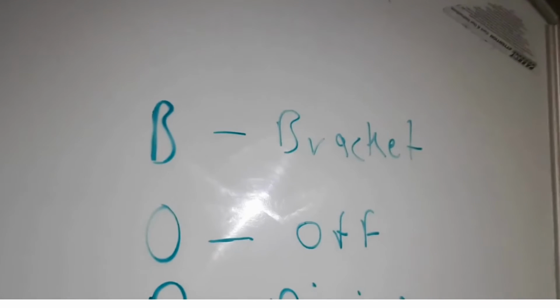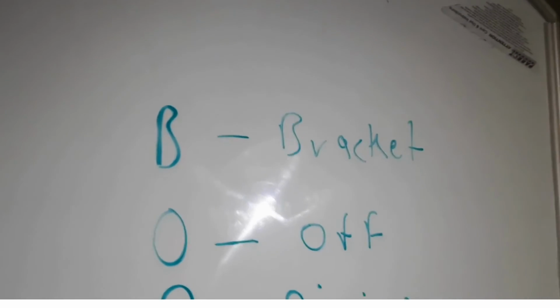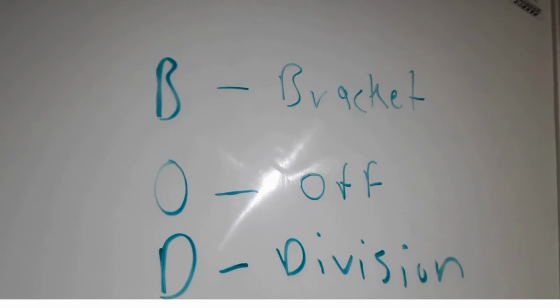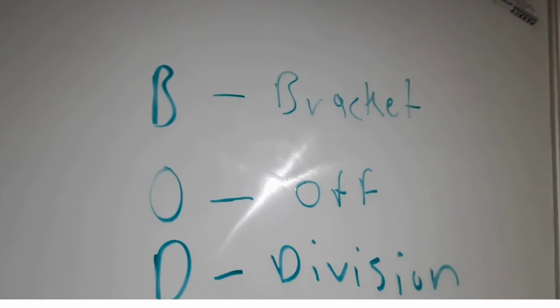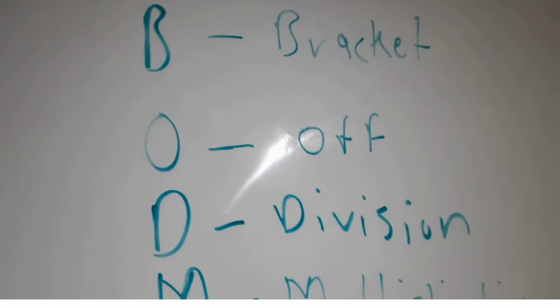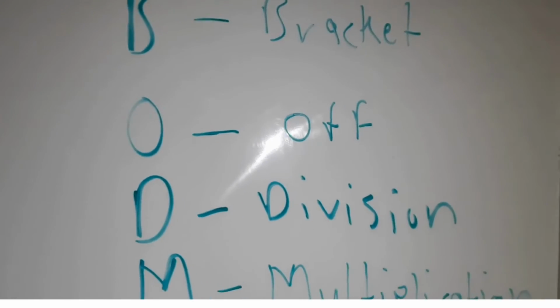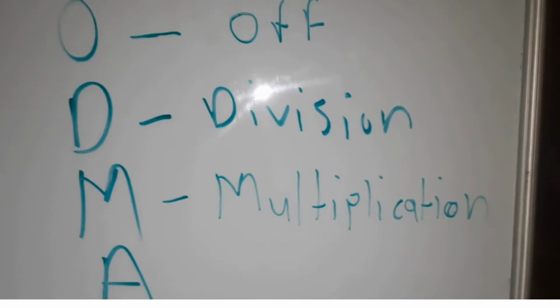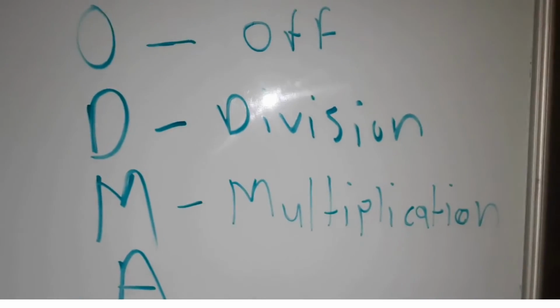Right, so this is the rule. These are rules. You start with the bracket with the B. Then you solve the bracket. You deal with the bracket first. Then after that, if there's division, then you start dividing. Then after dividing, then we have multiplication. Then you deal with multiplication.